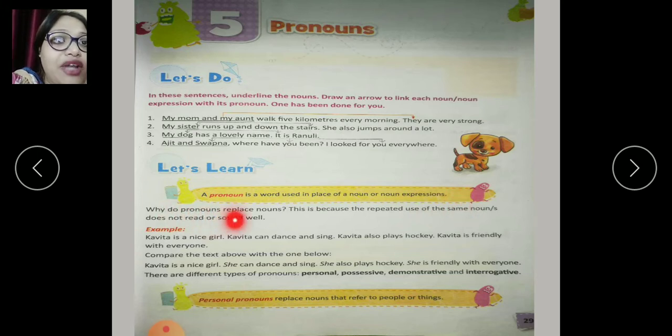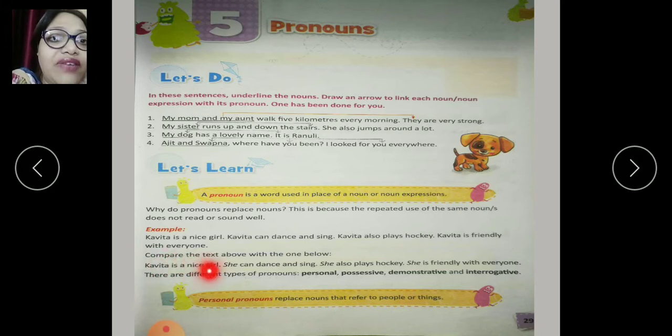So why do pronouns replace nouns? This is because the repeated use of the same nouns does not read or sound well. So that is why if we keep on saying Kavita is a nice girl, Kavita can dance and sing, Kavita also plays hockey, Kavita is friendly to everyone, is it looking nice? No, it isn't. So we need to place pronoun instead of the word Kavita, instead of the noun Kavita.